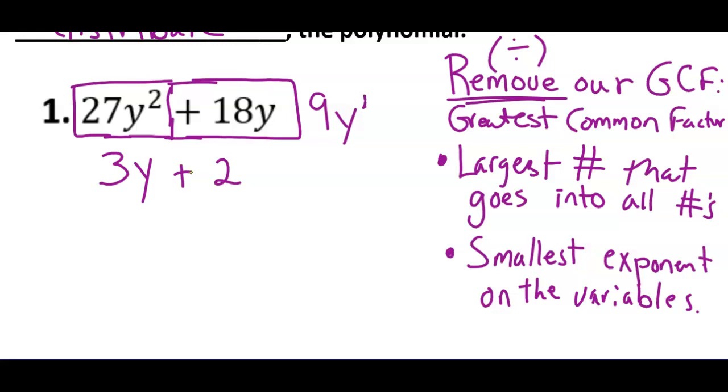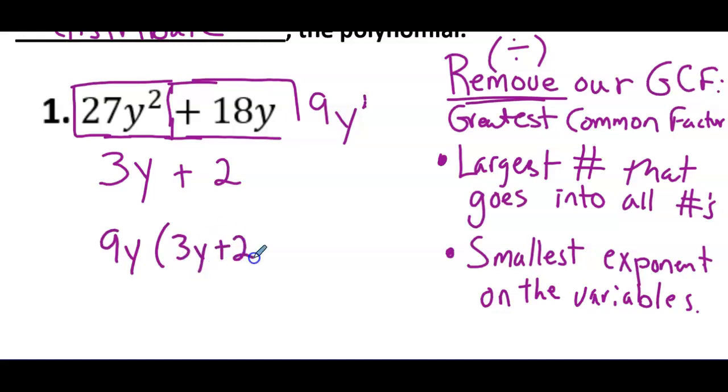Okay, cool. So now how do I write my answer? What I did was I factored out the greatest common factor, and then I divided that from my original problem to find out what my other polynomial is. Happens to be a binomial. And now I'm going to write my answer down. My greatest common factor times 3y plus 2.